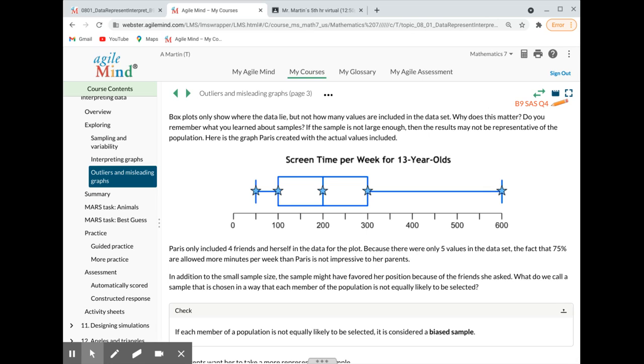So, in addition to the small sample size, the sample might have favored her position. If it favors someone's position, then that means it's biased. So, this right here is our answer to our next question. When it says, what do we call a sample that's chosen in a way that each member of the population is not equally likely to be selected? That is considered a what? Bias. A biased sample.